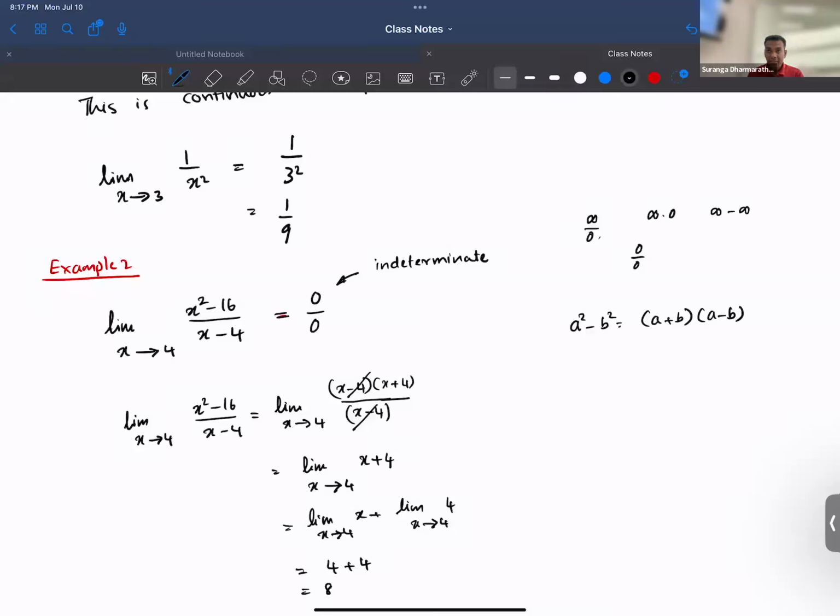Whenever we face an indeterminate case, the first thing that we do is to algebraically solve that expression or simplify that expression a little bit, and see whether we can find the limit. Okay.